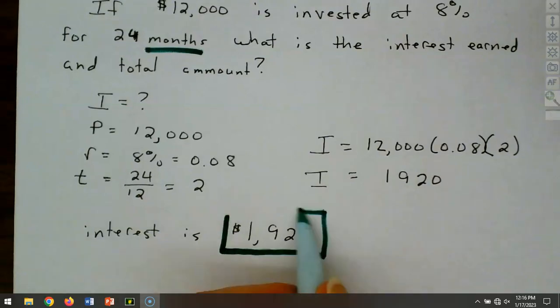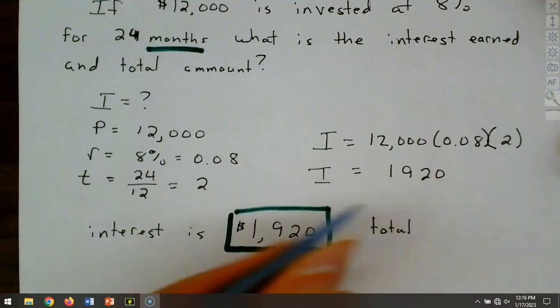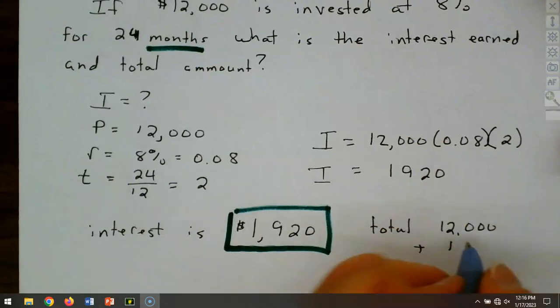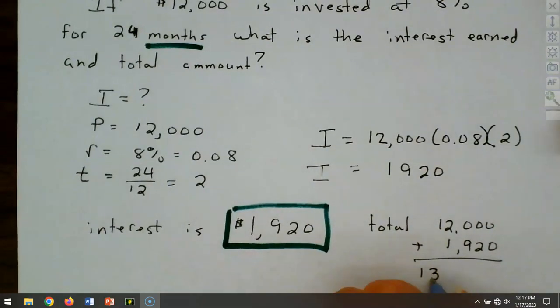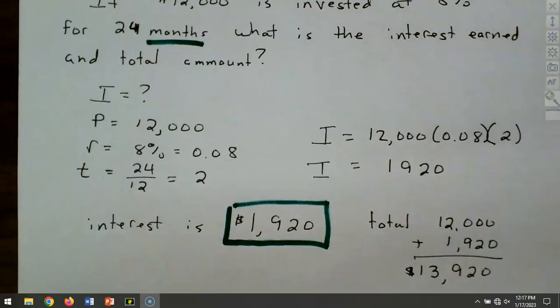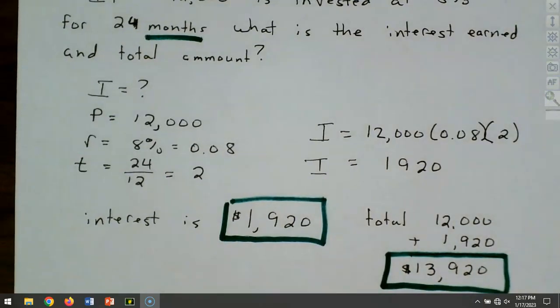What's the total amount? Well, the total amount is going to be the $12,000 plus $1,920, and that gives me now a total of $13,920. Very, very important, though, months.